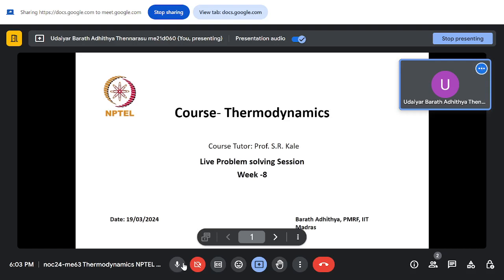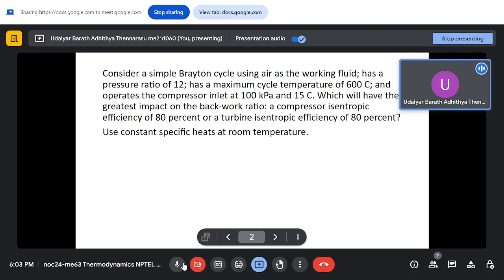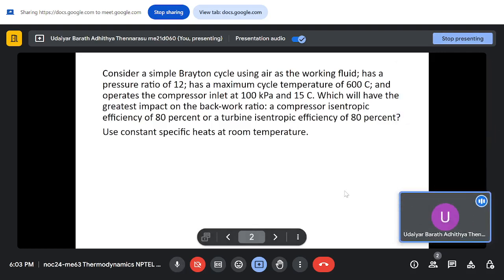So on that we'll move on to see some problems on the cycles. Starting with, we have a Brayton cycle problem. We consider a simple Brayton cycle using air as a working fluid, with a pressure ratio of 12, and it says that the maximum cycle temperature is 600 degrees Celsius, and it operates the compressor inlet at 100 kilopascal and 15 degrees Celsius.